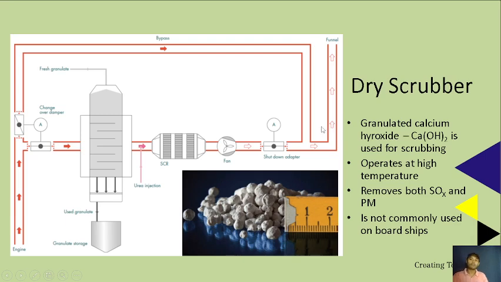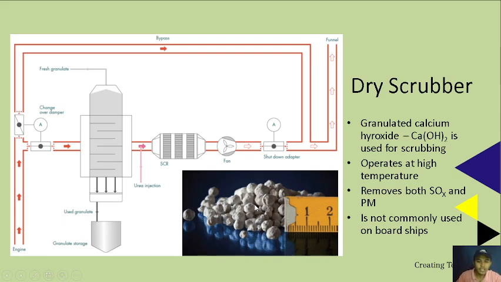We have also the dry scrubber. They use granulated calcium hydroxide. It operates at high temperature and removes both SOx and PM. It is not commonly used on board ship, because you will be holding granulated calcium hydroxide on tanks or on ships, and it is not that easy to do.